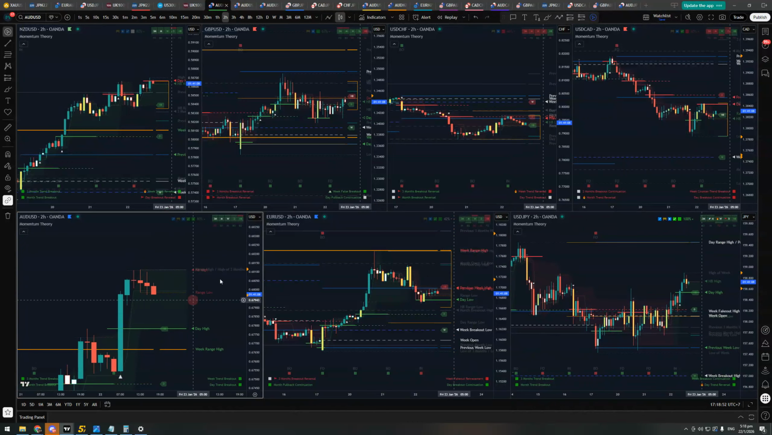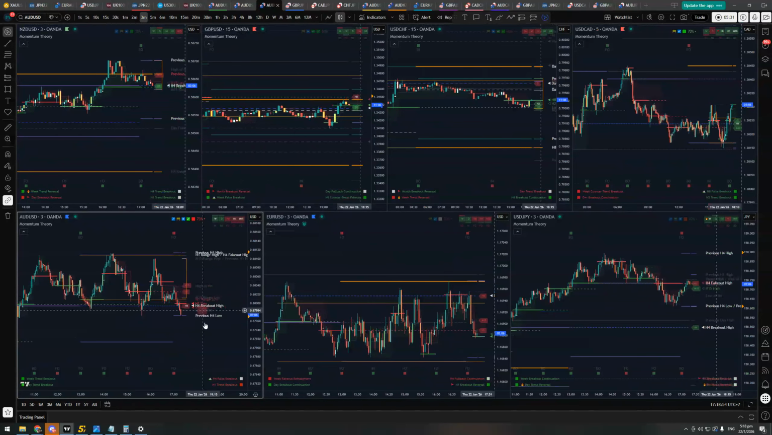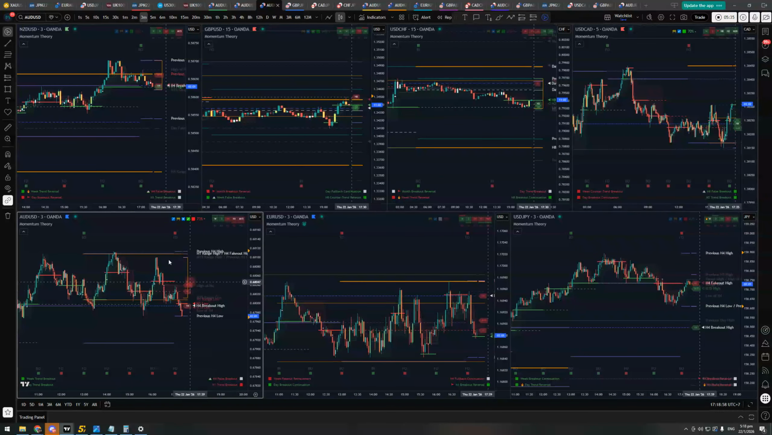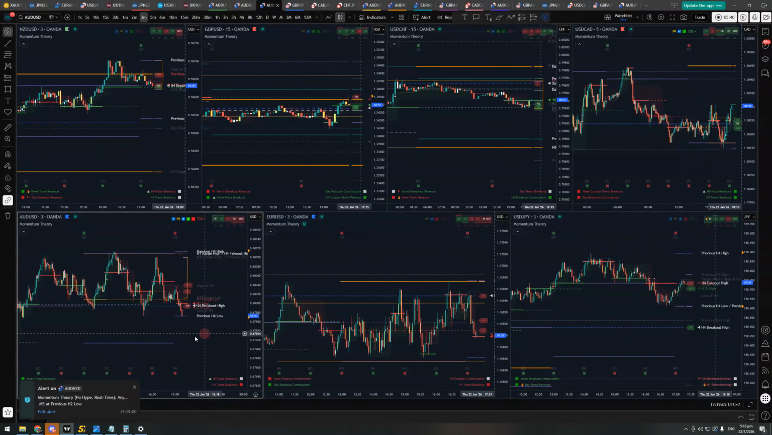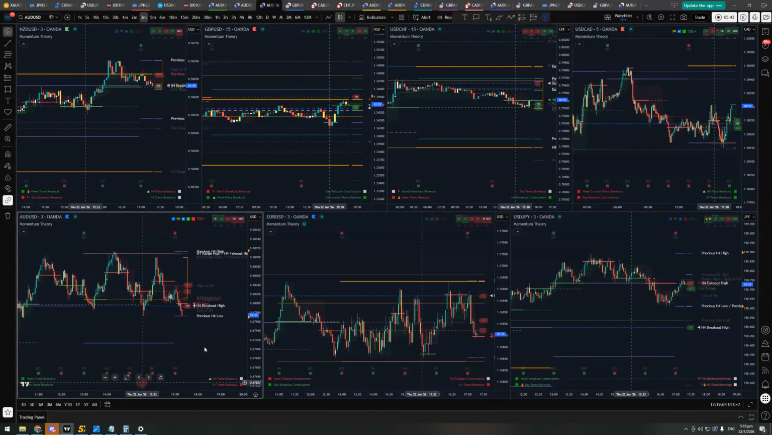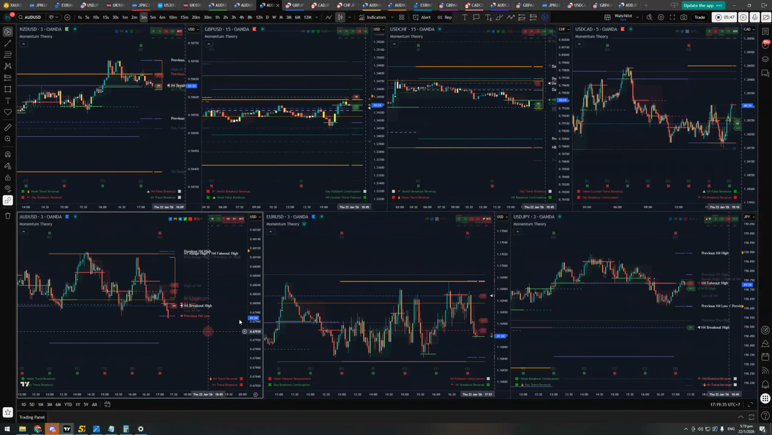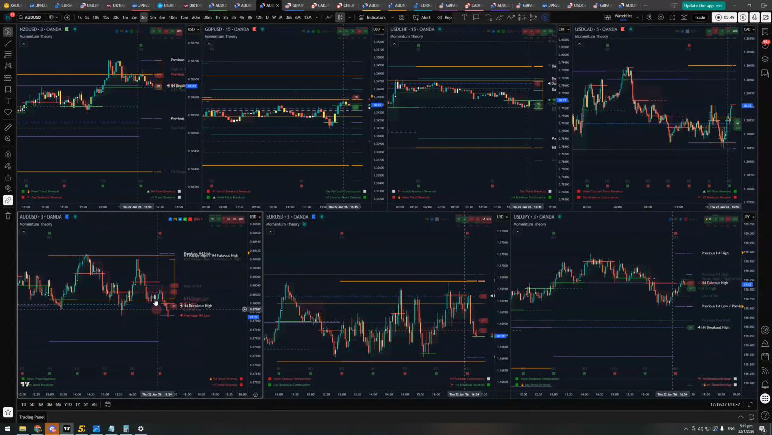All right, so this is pulling back. Let's see if it triggers that H4 low. Once it does that, then I'll move on to the next step. But first thing that I want to see is a trigger of that H4 low. Okay, the H4 low has been triggered. It's red over here, so it tells me that we have triggered that and currently breaking out.